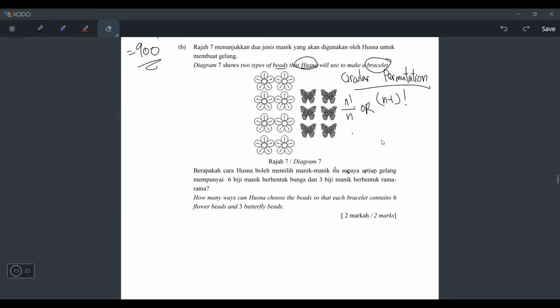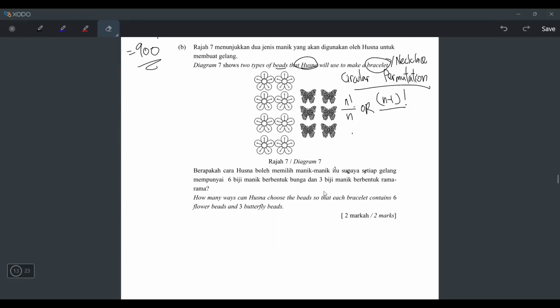But if you see the word bracelet or necklace, then you have to divide by 2. Only if you see the word bracelet or necklace. Because for bracelet and necklace, the clockwise arrangement and the anti-clockwise arrangement will look the same. That is why you have to divide by 2. But you only do this when you see the word bracelet or necklace.